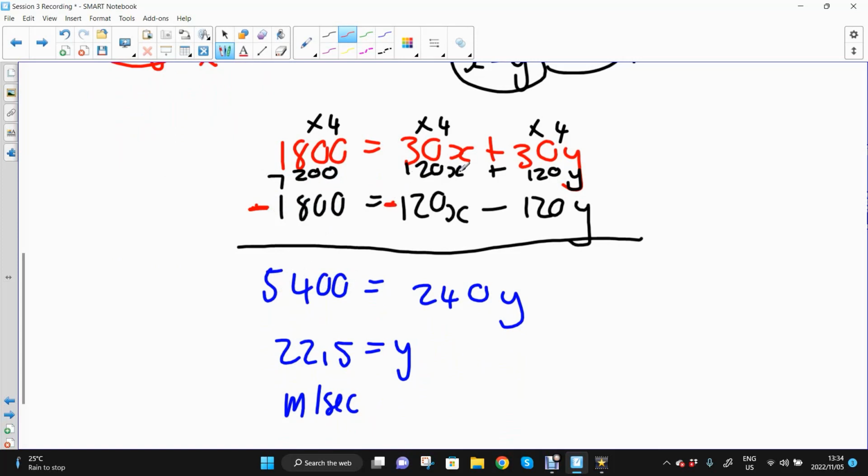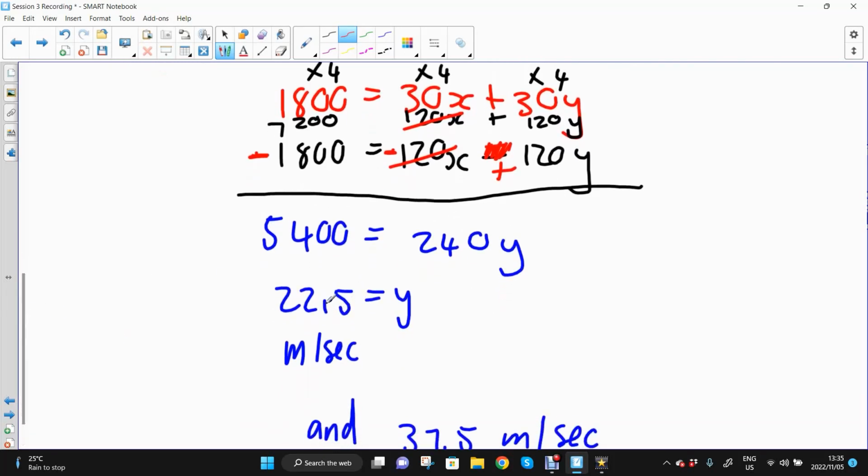I then subtract 120x minus 120x, and that will just cancel. So you'll get 0. And just be careful here, because I need to subtract the whole equation at the bottom, and a minus actually becomes a plus. So 120y plus 120y gives me 240y, and to get y alone, we divide by 240, and we get the speed, the meters per second for my first car.